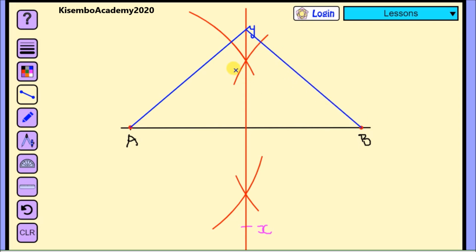What am I trying to point out? What I'm trying to point out here is that if I stand on any point along the red line, the distance from that red line to the point A will be the same distance from the red line to the point B. And so this means that that red line we have drawn, the line that is bisecting, is a locus of points which are equidistant from point A and point B.